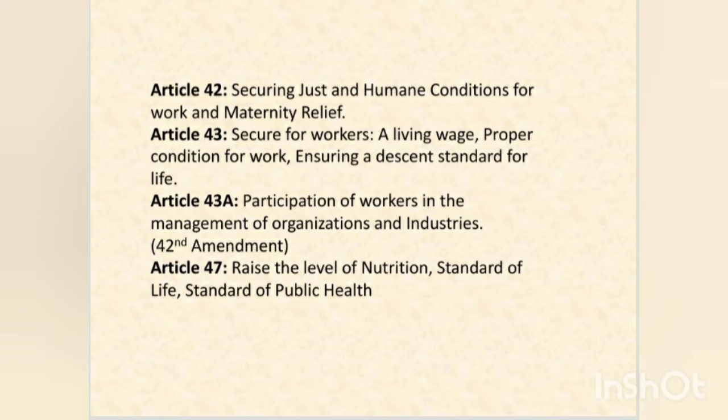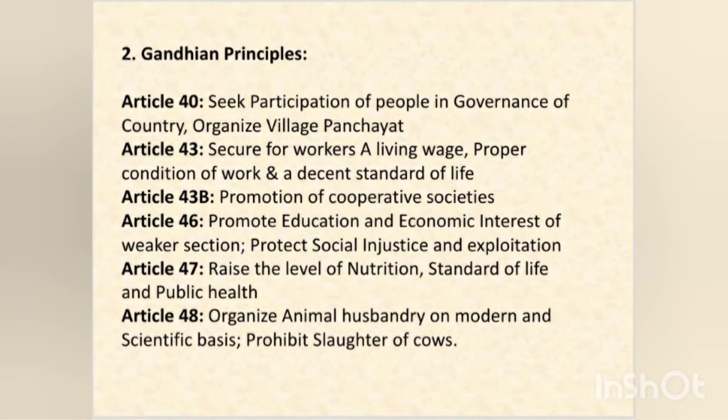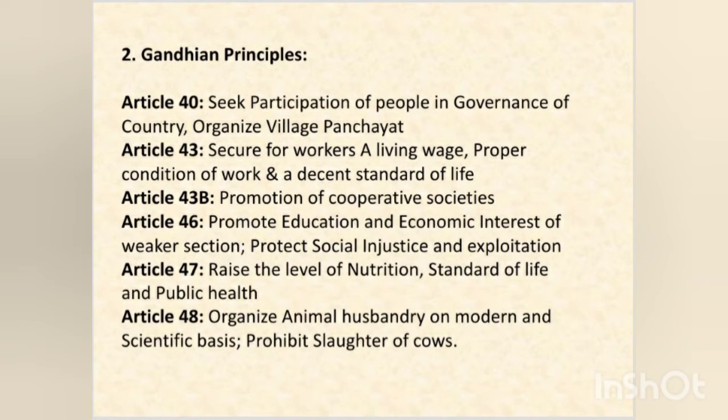The next principle we have is the Gandhian principle, which talks about those principles which were envisioned by Gandhiji during the national struggle for independence. The first article we have is Article 40, which seeks participation of people in the governance of the country, to organize village panchayats. Then we have Article 43, which secures for workers a living wage, proper conditions of work, and a decent standard of life.